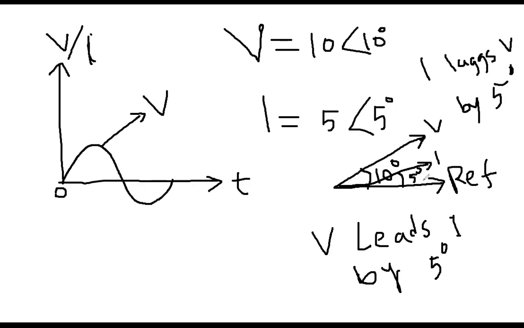Do you understand what I am saying? Because in this case, who is leading or lagging? So V leads I by 5 degree, or with respect to I, you can say I lags V by 5 degree. You see, because this is leading and this is lagging, 5 degree lagging. This means how many degrees behind, or one vector is how many degrees ahead. That is the meaning of leading and lagging.